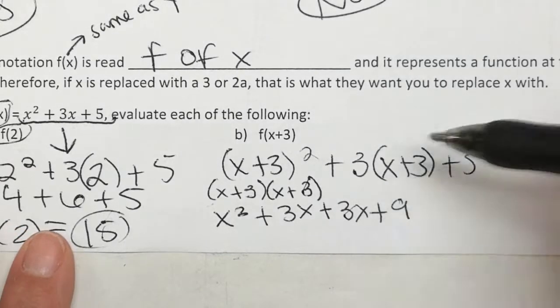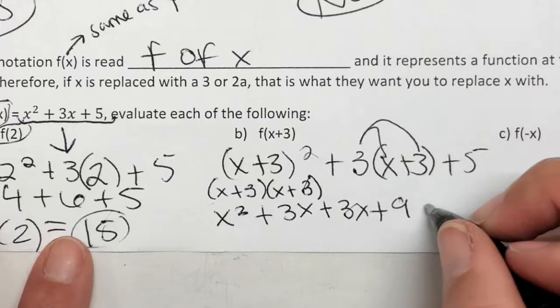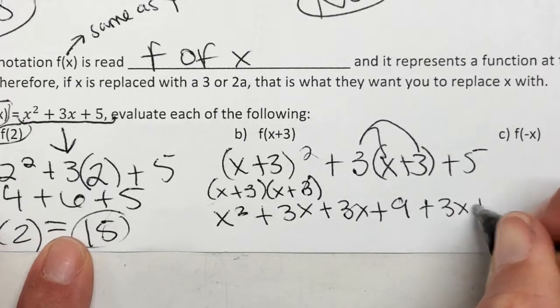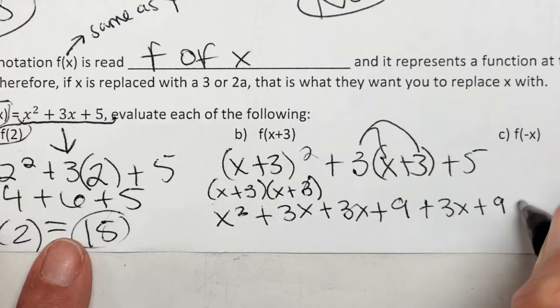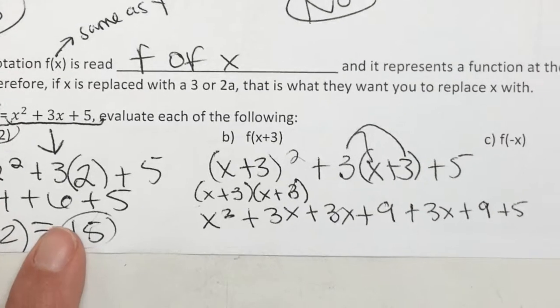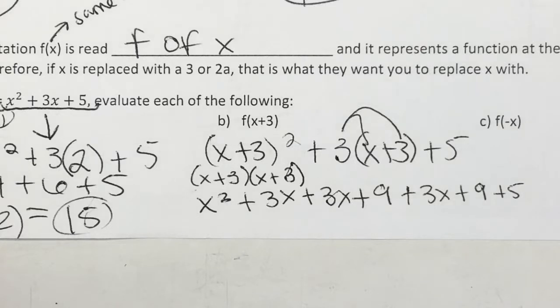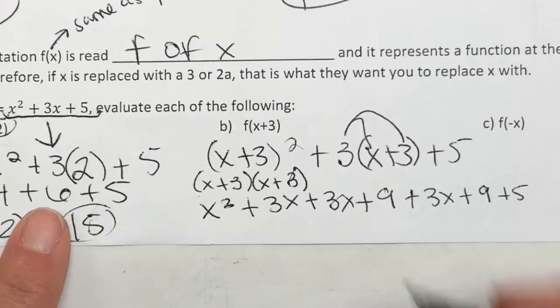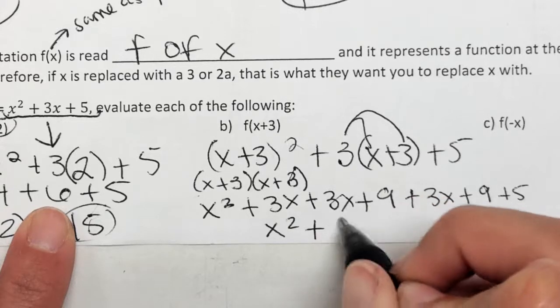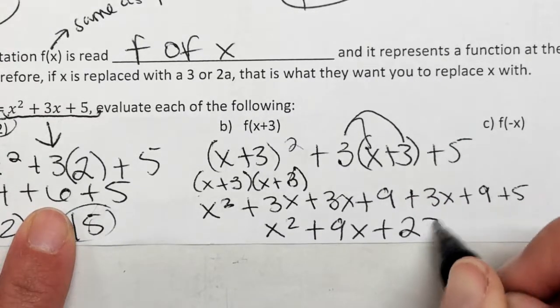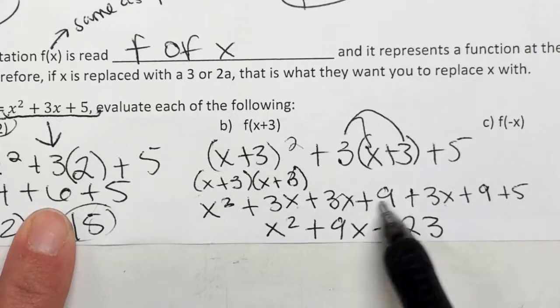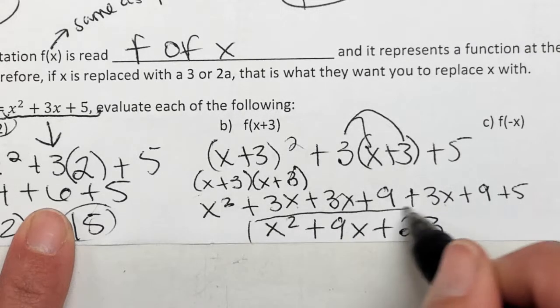Alright, Alyssa, tell me what this would be once I distribute this 3. Good. And then we just bring down the plus 5. So again, this part came from pulling this out. This is the full portion. This part, 3x plus 9, just came from distributing the 3. This one we brought down. So, Michaela, tell me my final answer with everything combined and simplified. X squared plus 9x plus 23. Very good. So all you do is combine these and combine your whole numbers. That's it.